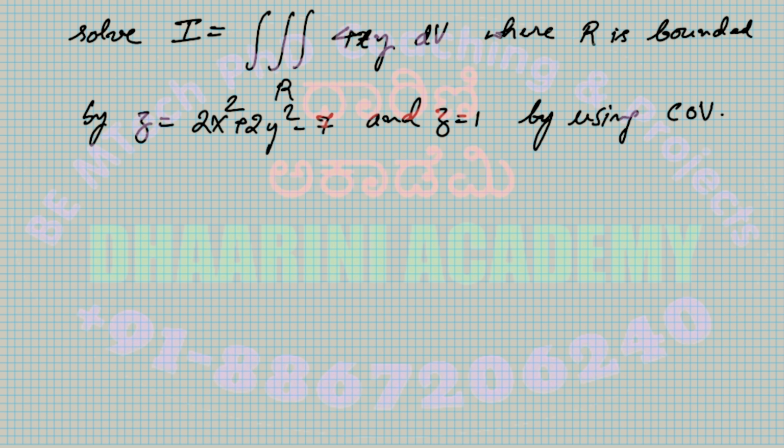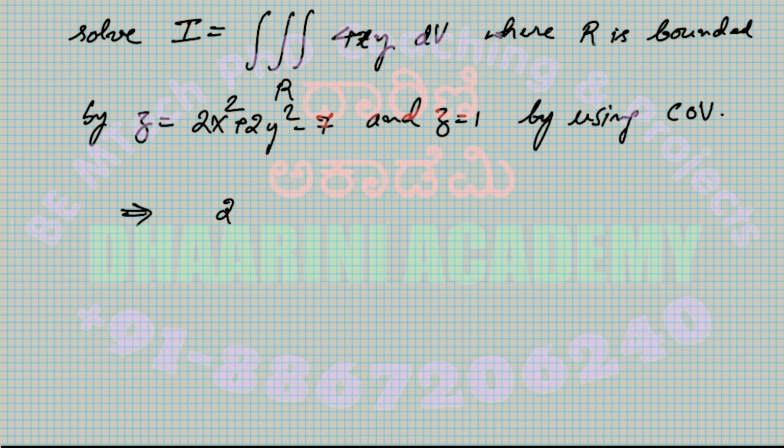Okay, fine. No issues. So from this given data, I understand that z has a limit. Minimum value of z is given by the equation 2x square plus 2y square minus 7, and the maximum is 1. Okay, so this is how z varies. Correct? So let me start solving.